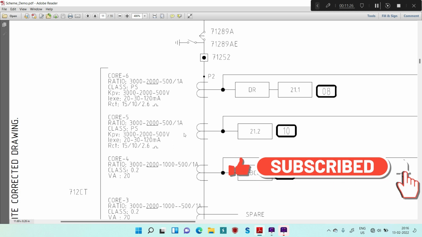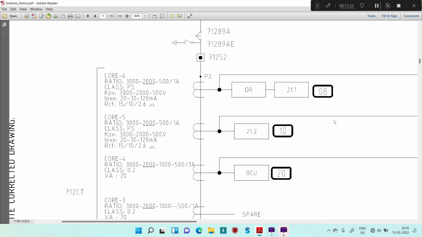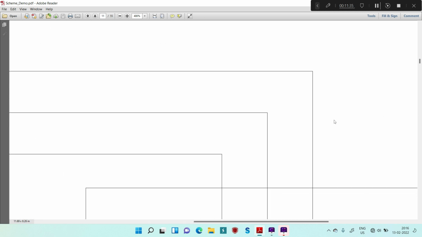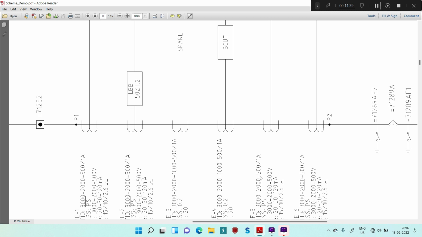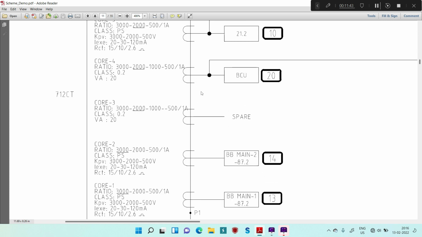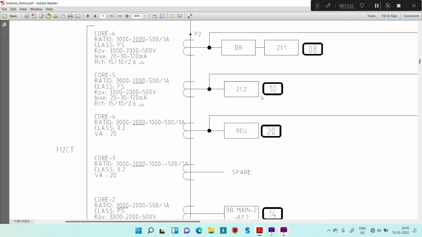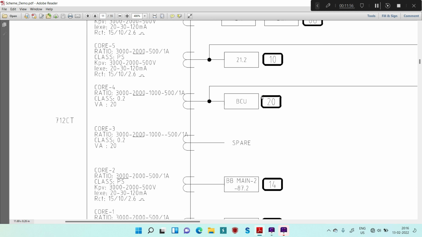Now the core 5 is again used for main 2 protection, so this must be parallel with tie CT. So one line is emanating from here and it must be connected with your tie CT. If you see here, this is connected with your tie CT core 5. Similarly, you will have the metering core. This metering core, main and tie CT will again be parallel and it is connected to your DCO. I will explain these different circuits, that is main 1, main 2 and DCO circuit, later on during our second or third session.